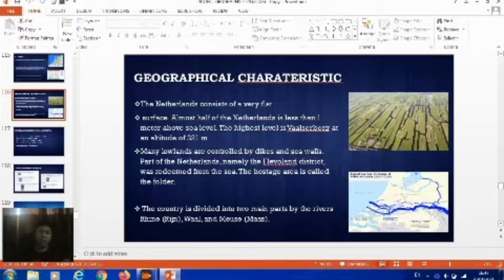And many lowlands are controlled by dikes and sea walls. Part of the Netherlands named the Flevoland district was reclaimed from the sea. Such an area is called a polder. Iaitu contohnya gambar di sini iaitu polder. Namanya yang ada di Netherlands.